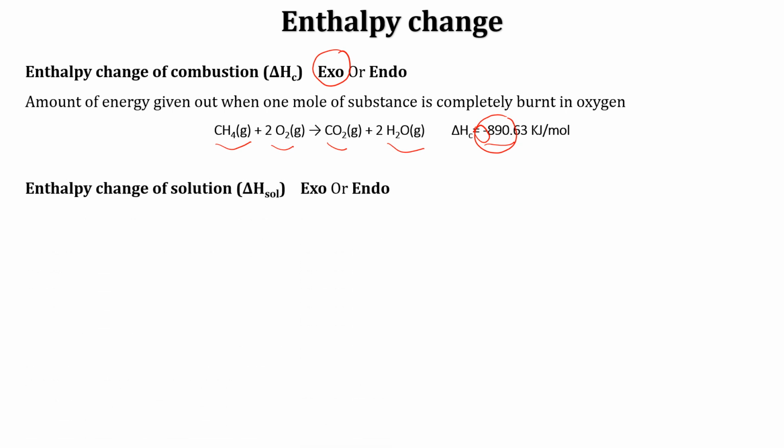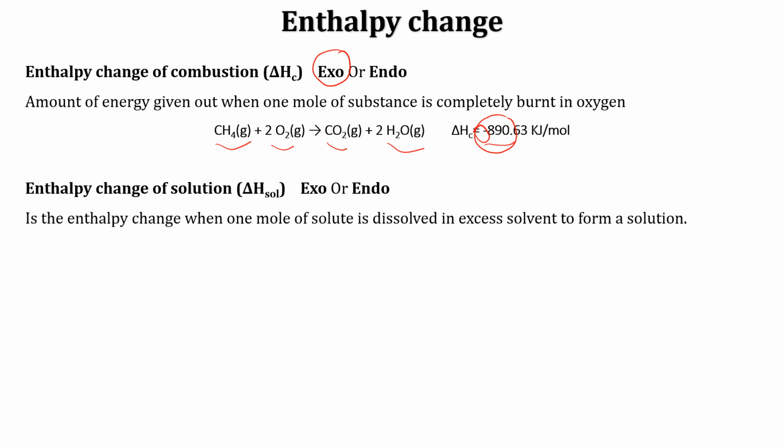The second type of reaction is the solution reaction, enthalpy change of solution. What's meant by solution reaction, or the enthalpy change of solution? It is the enthalpy change when 1 mole of solute is dissolved in excess solvent. We can have an example here with ammonium nitrate, NH4NO3, in excess water. We will have NH4 positive and NO3 negative. In this example, delta H solution is positive.